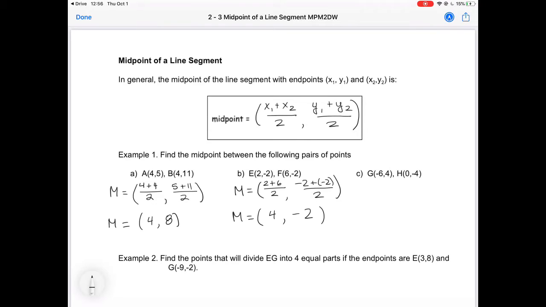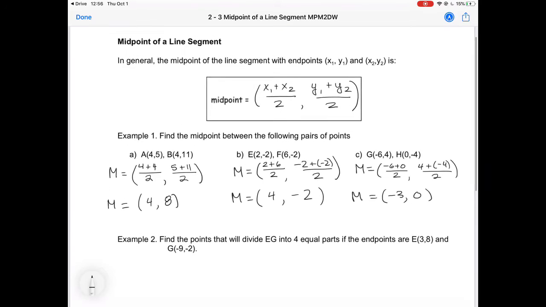This way, in case you make an algebraic mistake, like you did 2 plus 6 is 12 divided by 2, and got 6 instead, I can give you part marks for knowing how to set up the question. Let's do the last one. I'm going to add my x-coordinates together, divide by 2, add my y-coordinates together, and divide by 2, which is going to give me a midpoint of minus 3 and 0.